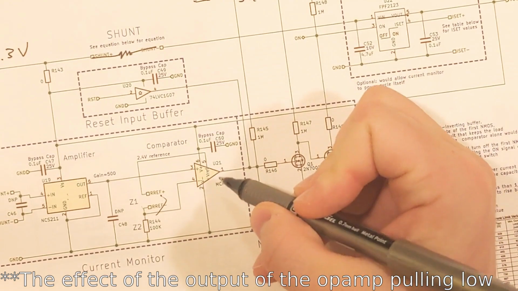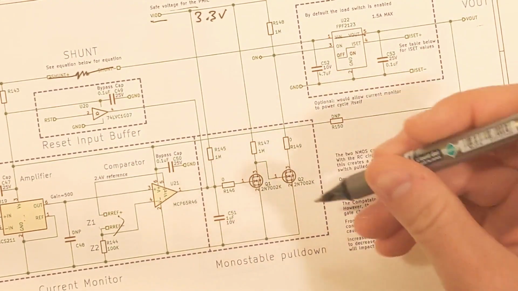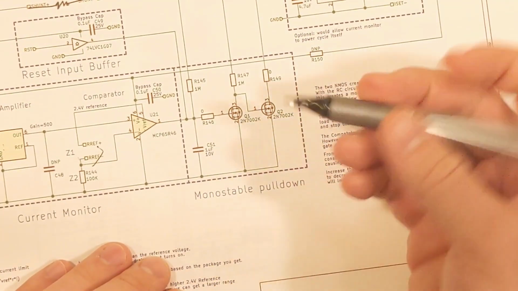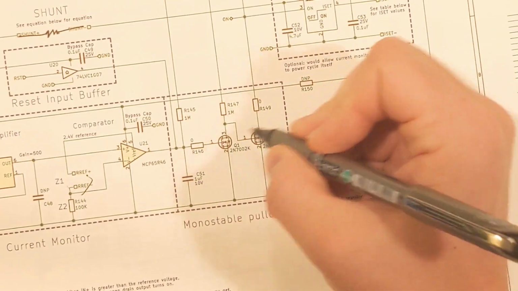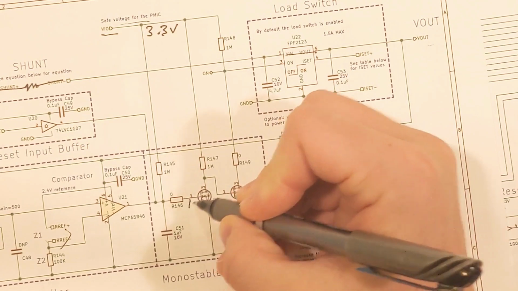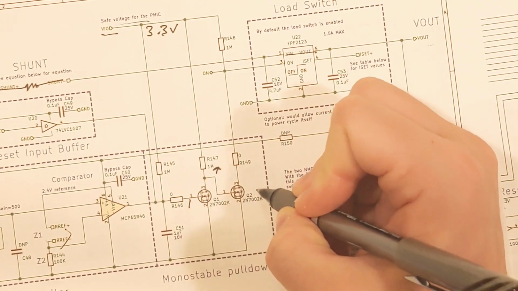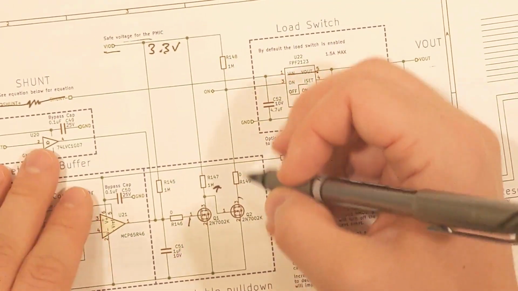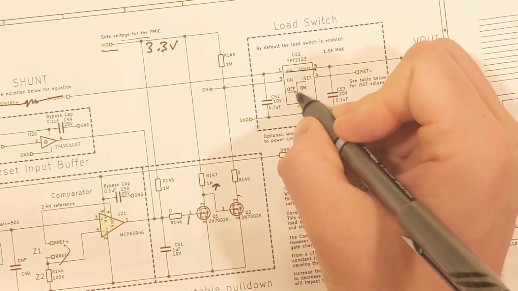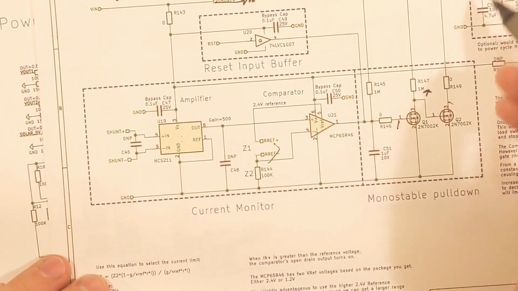So pulling this op amp low will end up driving these two NMOS transistors low, and this is what I labeled my monostable pull down, or the hold off circuit. So this will pull down, so this goes low, this voltage goes high, which causes this to activate, or become low impedance anyway, causing this on signal to look like ground, which is the enable signal, which will cause this to be off. So that's how the current monitor works and turns off that circuit.